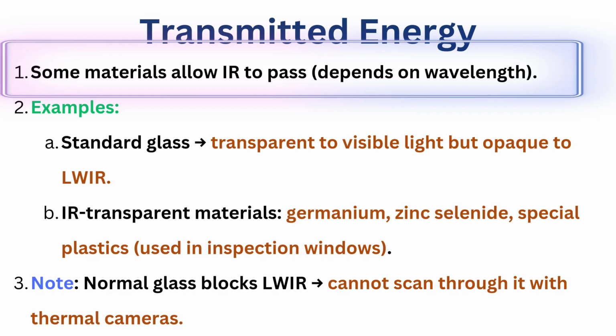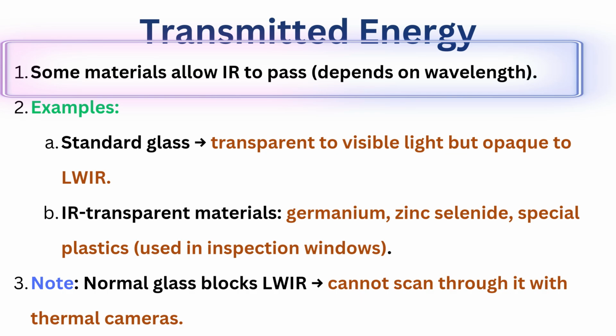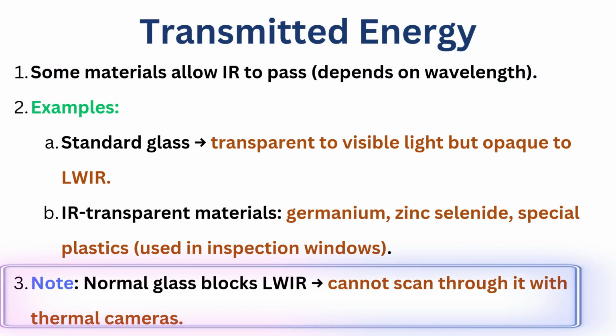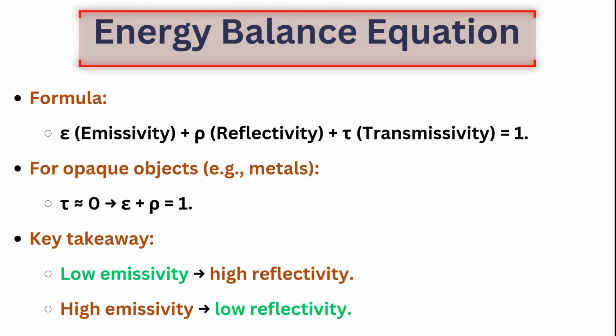Now let's say you want to take an IR image of a particular panel, and we know that IR radiation can't pass through normal, or standard, window glass. In such cases we use special glasses made from materials like germanium or zinc selenide. These materials allow IR waves to pass through them. This is why we cannot just scan through normal glass with our camera, because it blocks the IR radiation.